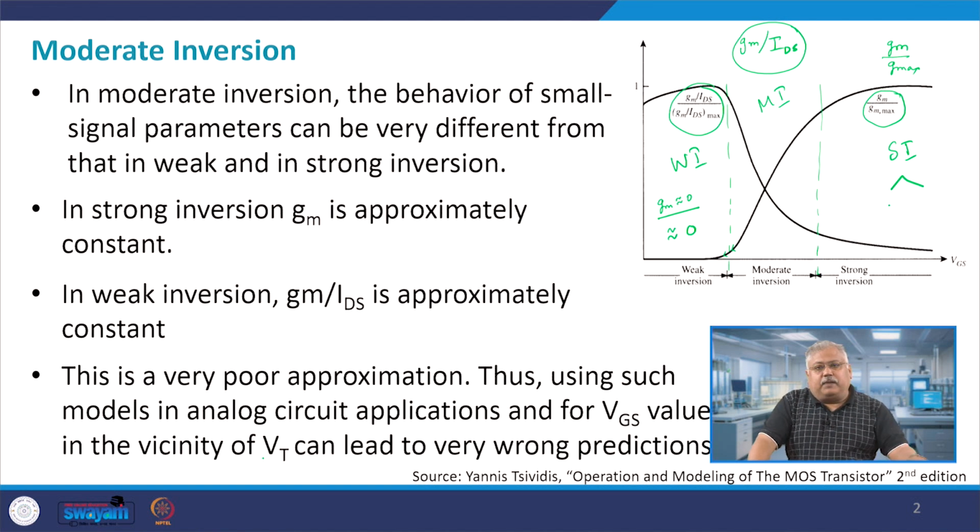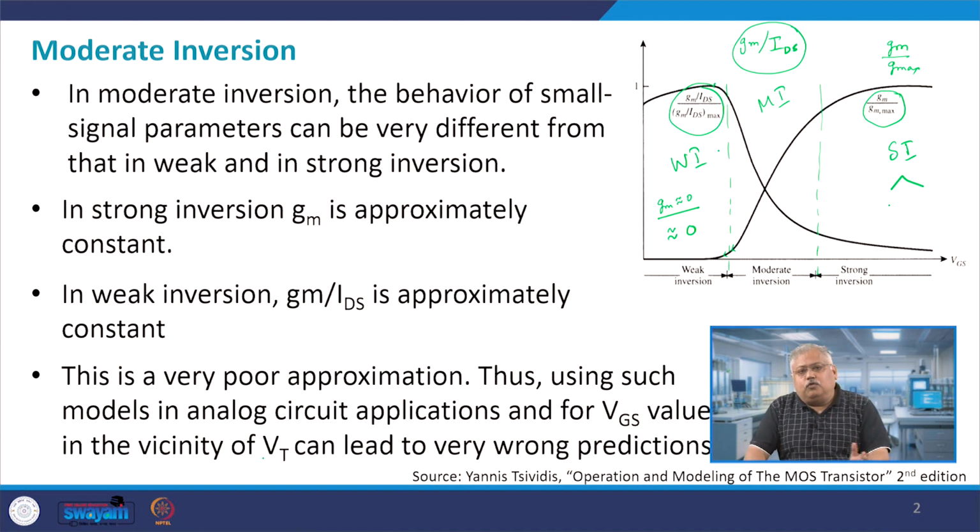Let us look at the other part, GM by IDS. The obvious question is, if GM is small, then why is GM by IDS large? The reason is that IDS is very small. It is of a much smaller order as compared to the standard ID max, and that is the reason GM by IDS is a relatively large quantity, reaching a maximum value somewhere at the edge of the weak inversion.